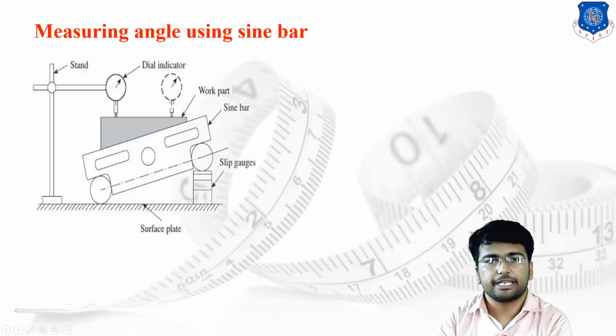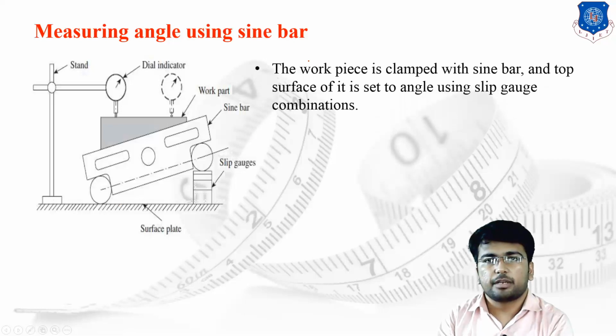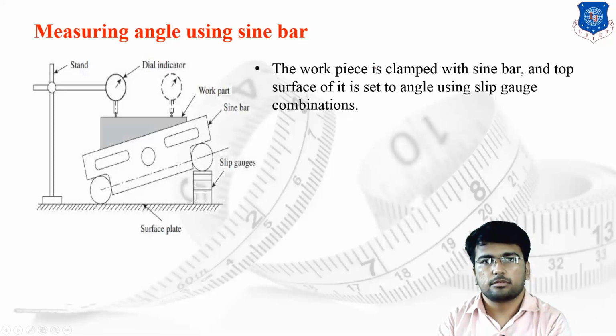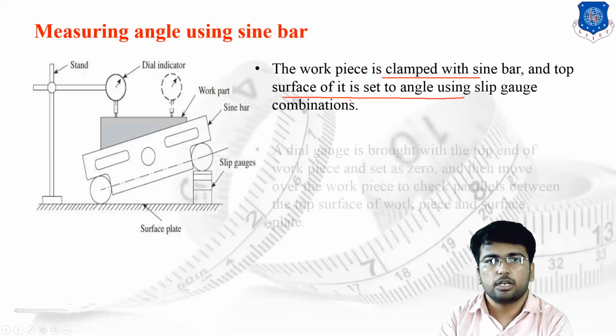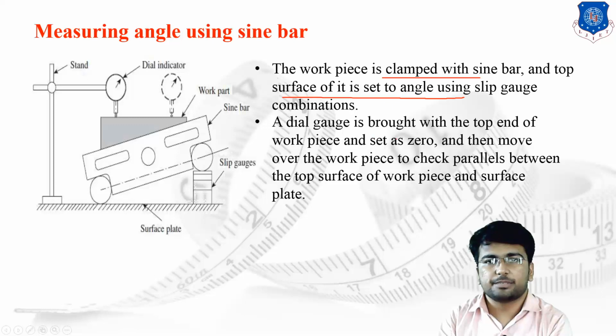using the sine bar. The workpiece is clamped with the sine bar, and the top surface of it is set to the angle using the slip gauge combination. A dial is brought to the top end of the workpiece and set as 0. Then move the dial over the workpiece and check the parallelism between the top surface of the workpiece and the surface plate, as I have already told you.